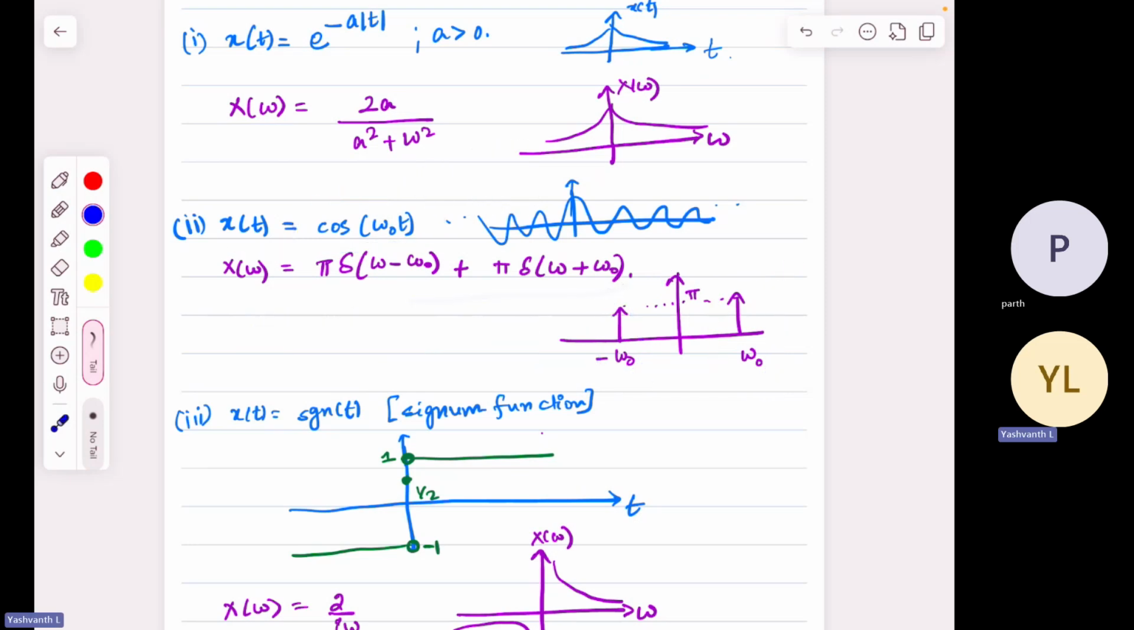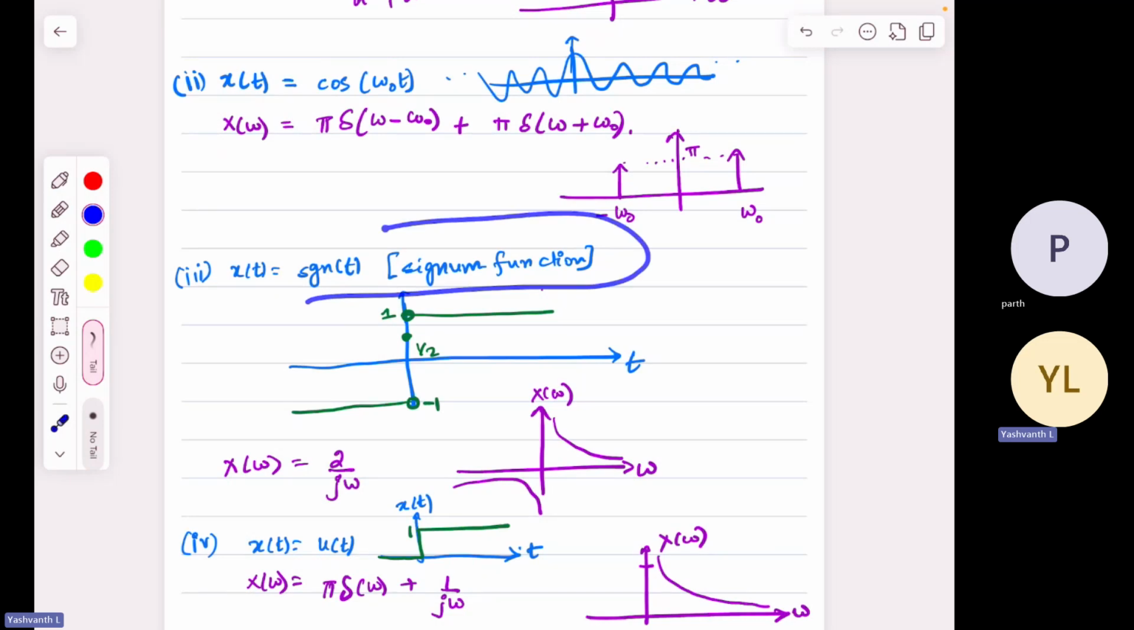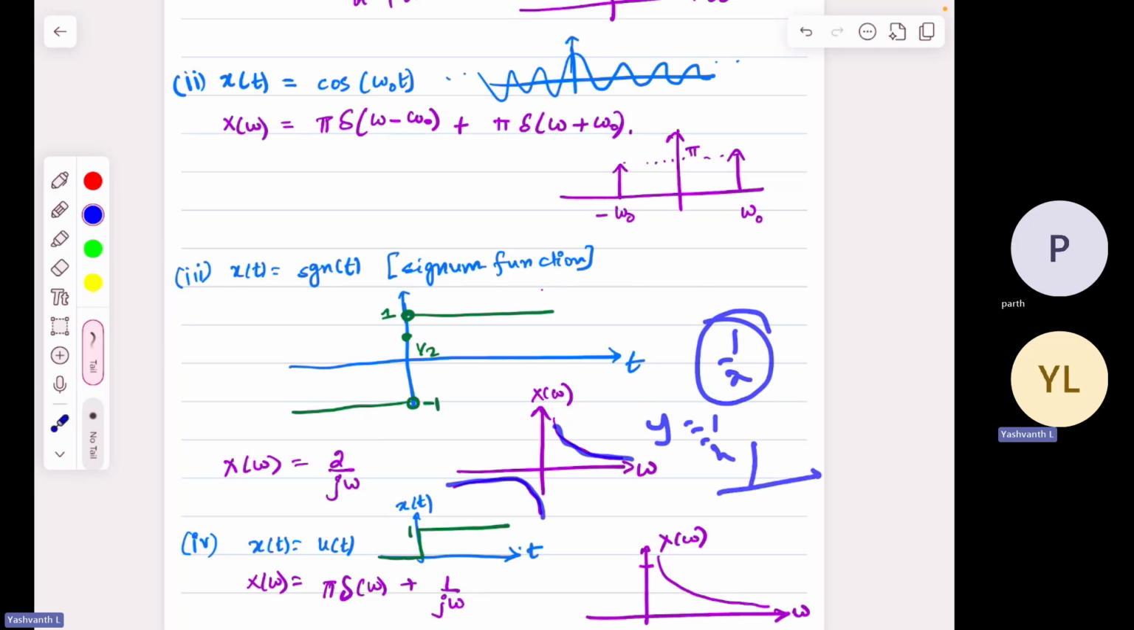So only at minus omega naught and plus omega naught you should have some non-zero value, and that's what this equation also says. The third function is x of t equal to the signum function, sign of t or signum of t. It takes the value 1 for the positive time axis and minus 1 for the negative time axis. If you work out the Fourier transform of this signal, you can show that X of omega equals 2 by j omega. That is, it is a hyperbola, like y is equal to 1 by x. If you plot it, it is just like this. That's what this X of omega is.